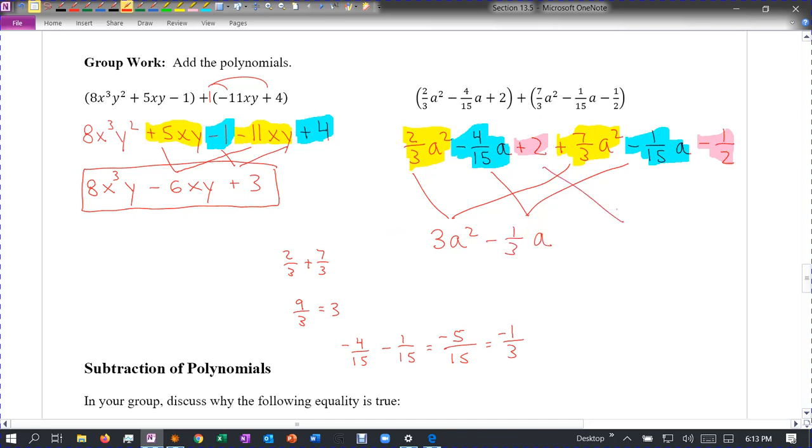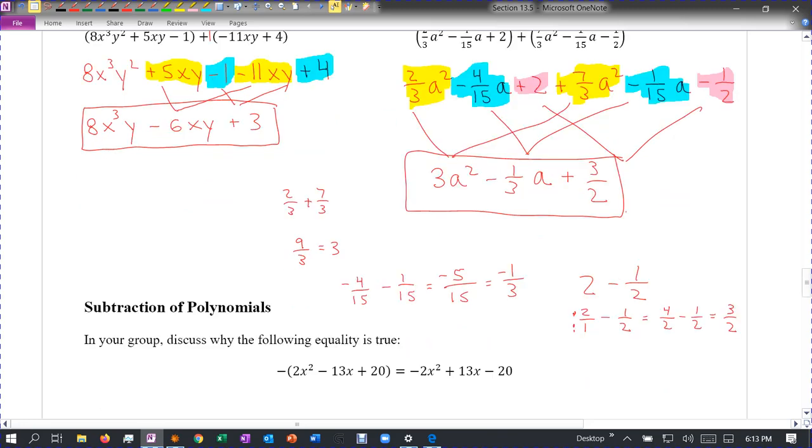And then finally, put these two numbers together. I need to do 2 take away a half. So I do 2/1 minus 1/2. I need a common denominator. So I multiply top and bottom here by 2. So we get 4/2 minus 1/2 is 3/2. So we get plus 3/2. And there we go.